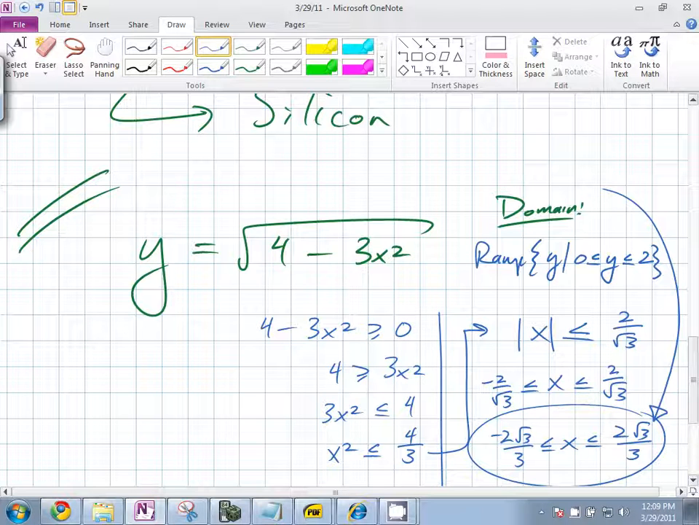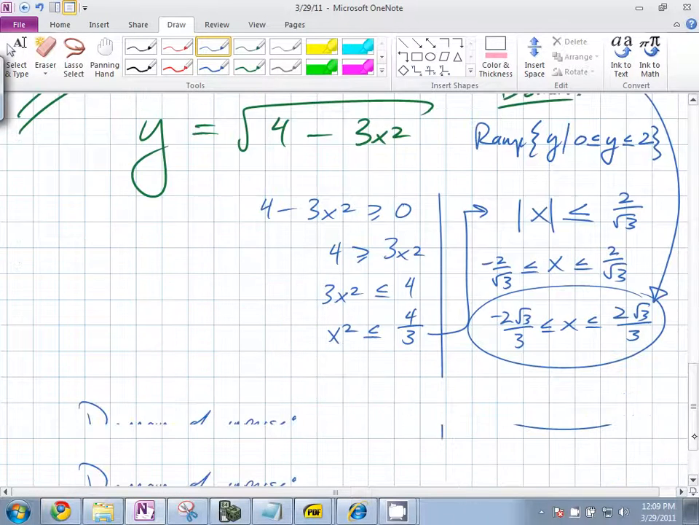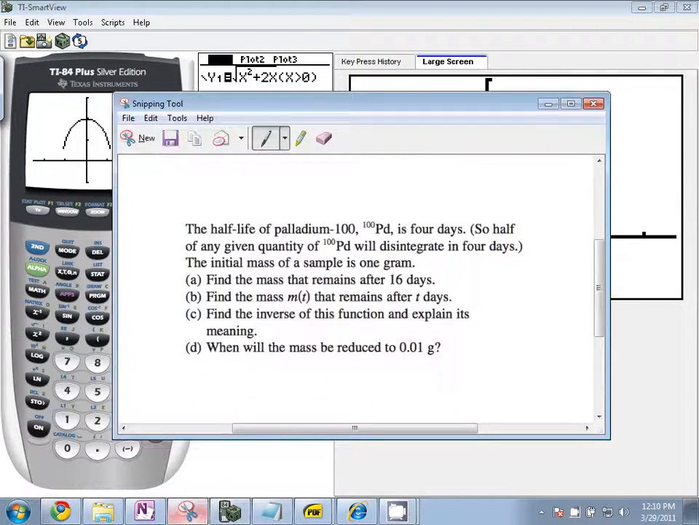Did they ask you to find the inverse? No. We have a technique, though, that allows us to find the range of a function by finding the domain of the inverse. The problem here is, look at the graph here. Here's our graph. What's the problem with finding the inverse of this thing?